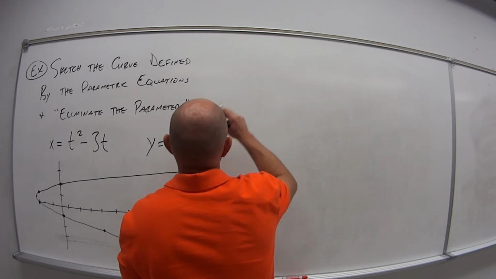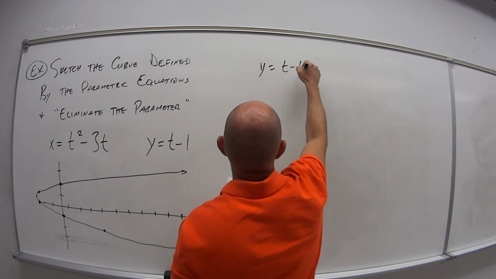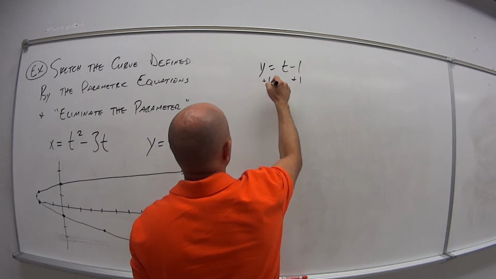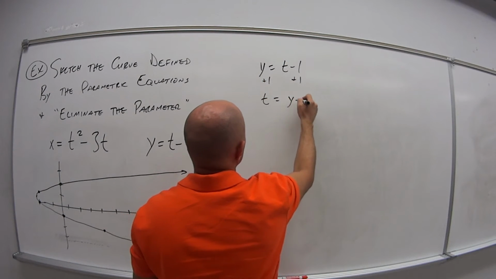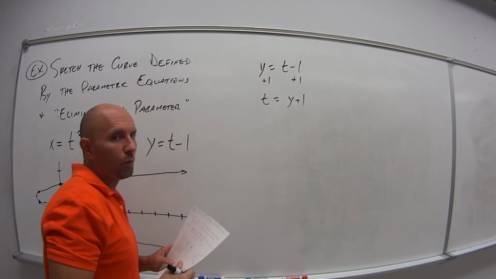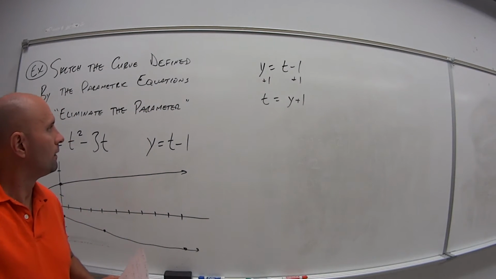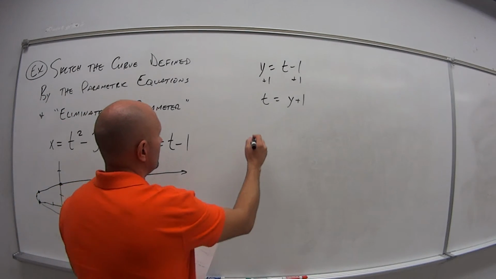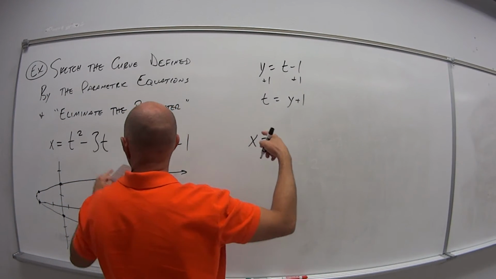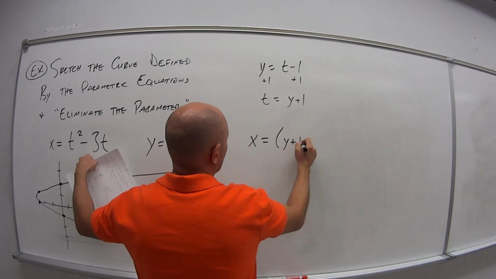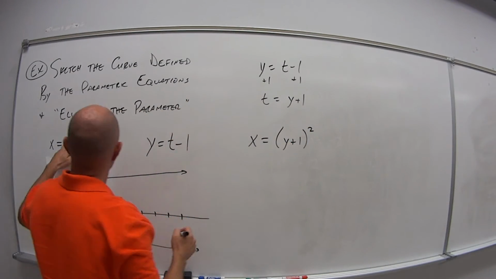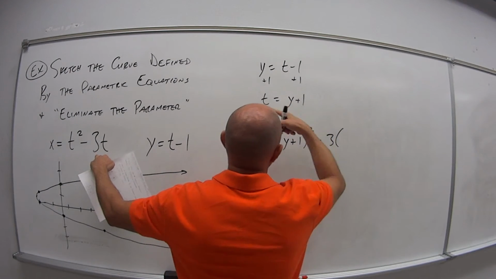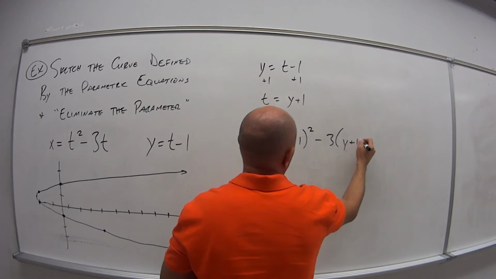So let's look at this first one. We have y is equal to t minus 1. So if I want t all by itself, I need to add 1 to both sides. That means that t is equal to y plus 1. So now I'm going to plug that into my x equation. So I get x is equal to t squared, which is y plus 1 squared, minus 3 times t, which is y plus 1.